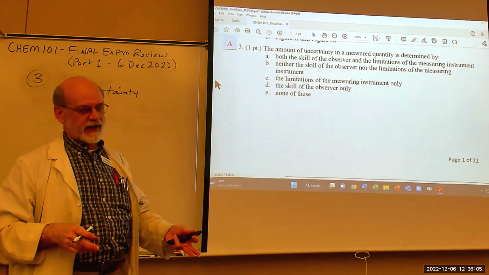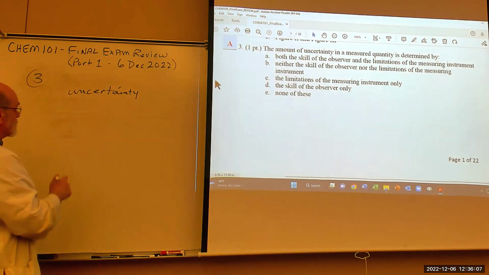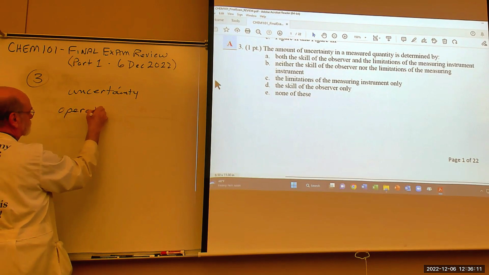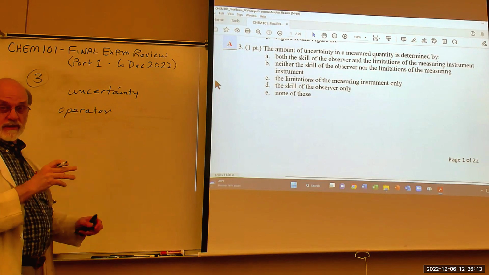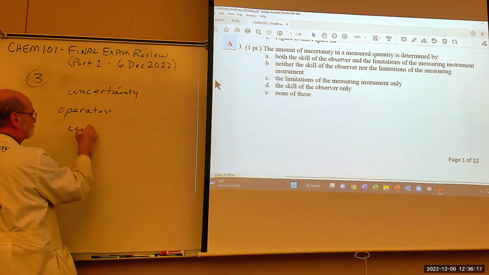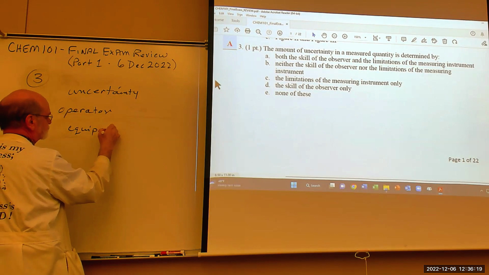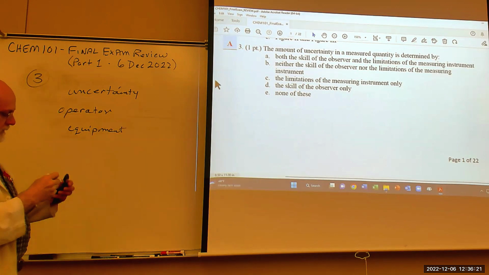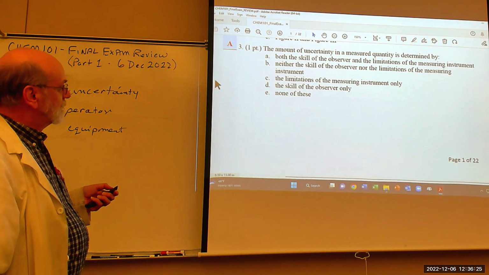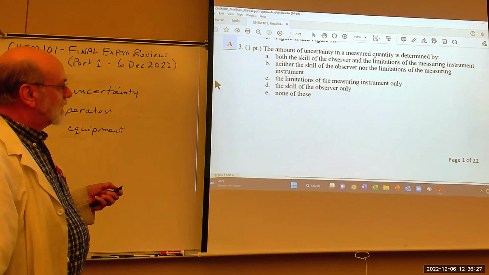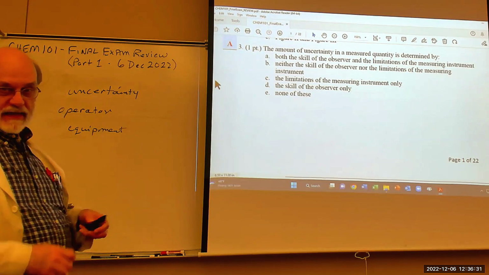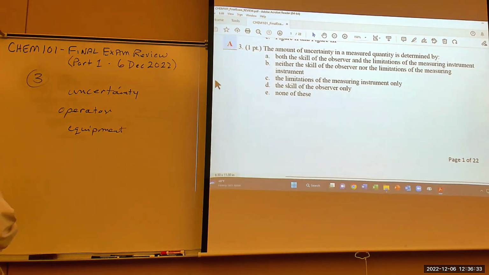Sometimes you can't control the factors. One of them is the operator. Who's doing the measuring? And the other is equipment. So both the skill of the observer, the operator, and limitations of the instruments, the equipment. That's why A is the best answer for that.